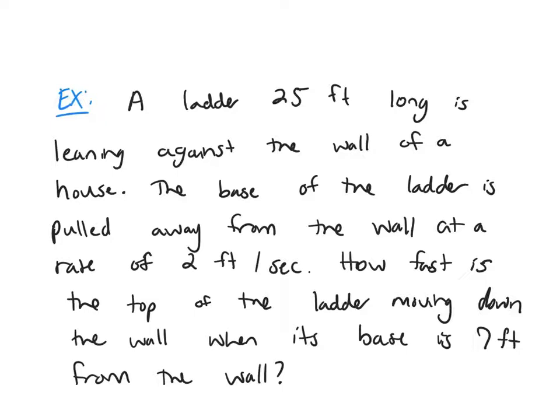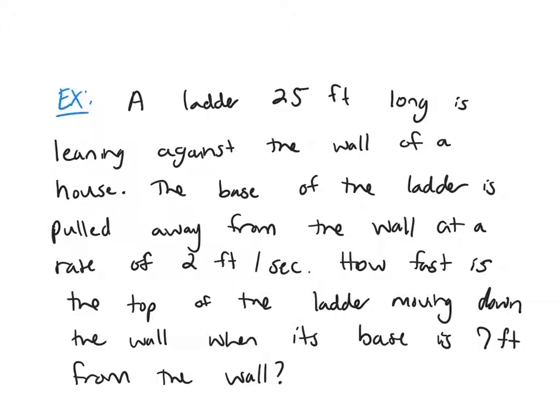So we're going to look now at our last example with related rates. In this problem, I'm told that a ladder 25 feet long is leaning against the wall of a house. The base of the ladder is being pulled away from the wall at a rate of 2 feet per second. How fast is the top of the ladder moving down the wall when its base is 7 feet from the wall?